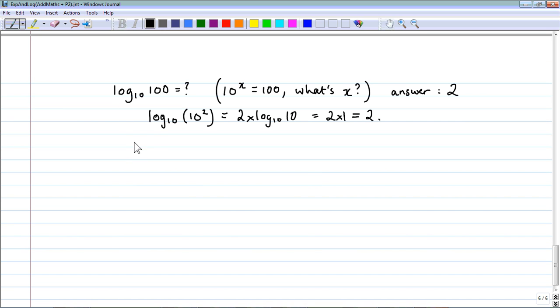For example, how could we simplify maybe this? Find a good example. Log base 3 of 27. You should recognize that that's equal to log base 3 of 3 to the power 3. So that's equal obviously to 3.